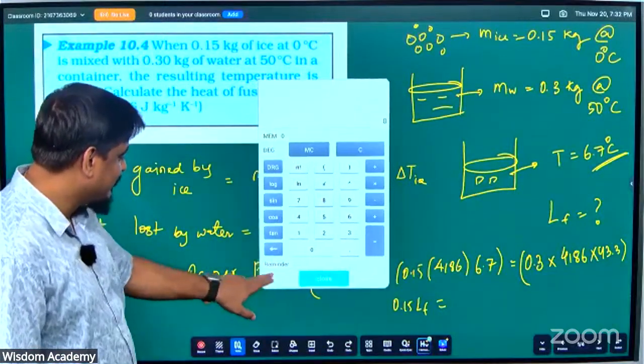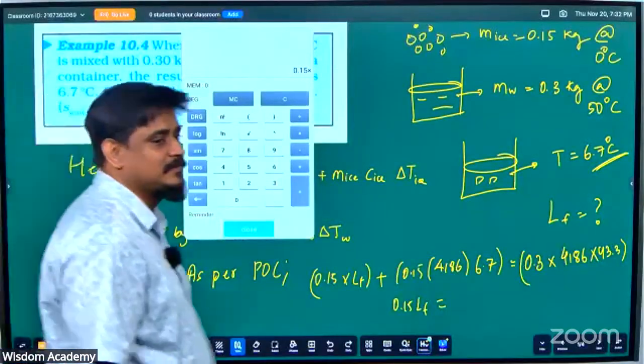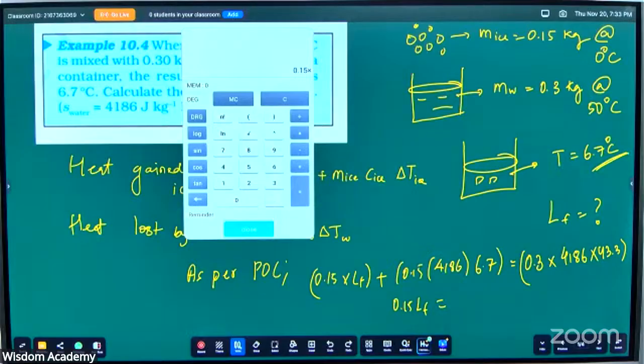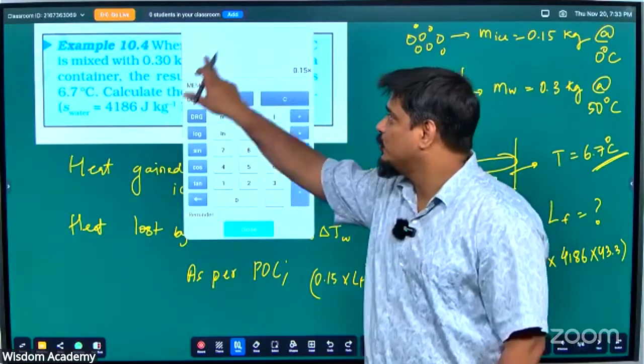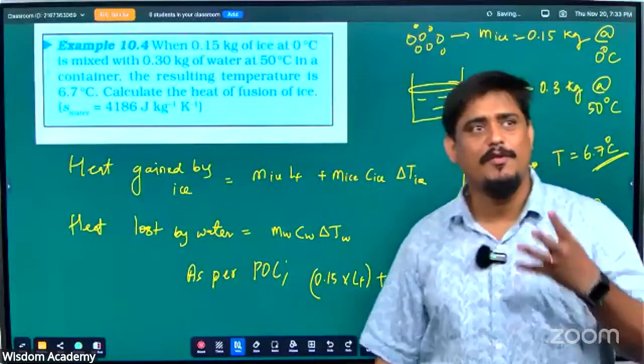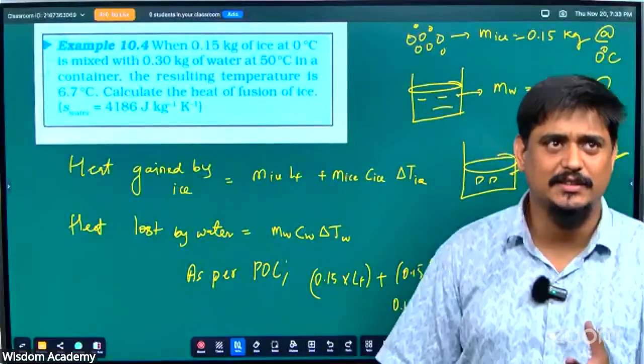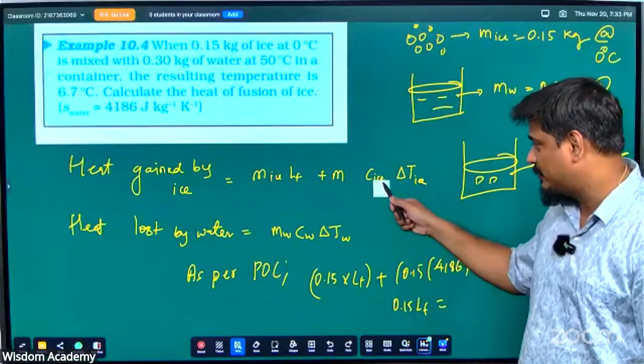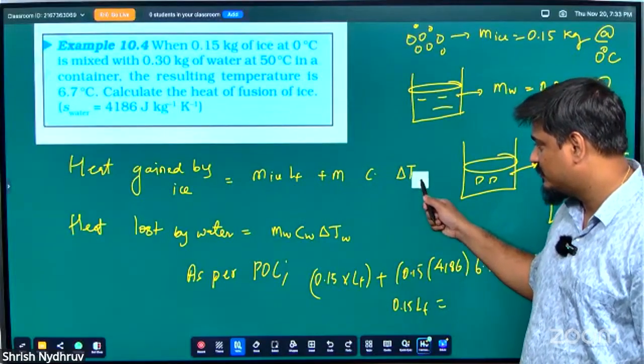Anyhow, my calculator is somewhere. Sir, for C of ice you put 4186, sir. Yes. But it's not 2100 now, sir. Is it so? Ice became water, no? The moment you multiply M ice into L_F, your 150 gram of ice is becoming 150 gram of water, is it? So now we will use water's values only. If it is confusing you, I'll change this to water itself. Why confuse you?